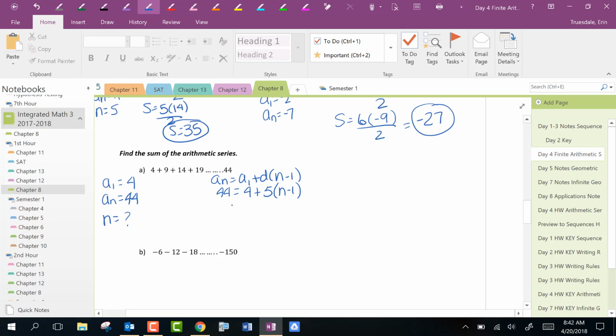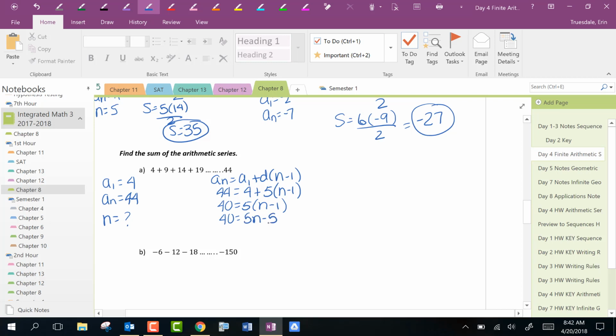Okay, so I'm going to subtract 4. So I get 40 equals 5 times n minus 1. What would you do next? Okay, how many people would distribute the 5? That's correct. How many people would divide by 5? That's correct too. If you wanted to just divide by 5, then you wouldn't have to distribute it. Okay, that's up to you. However you see to solve it. So it seems like most of you would distribute, so I'll do that.